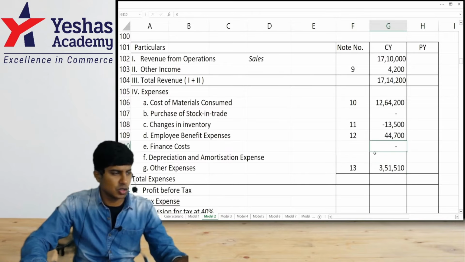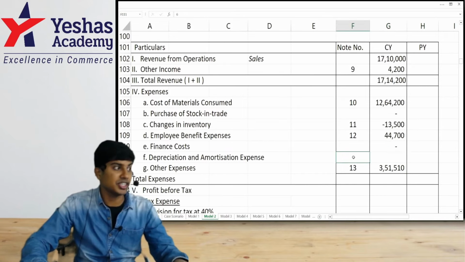There is no finance cost. Interest cost is not there. But depreciation and amortization expense is there. Where is it there? It's there in the PPE notes to accounts only. So the same PPE, note number 6, will be written here. Go to note number 6. See, current year depreciation total is available, which is 18,240, and I'll write 18,240 here. Everything is written.